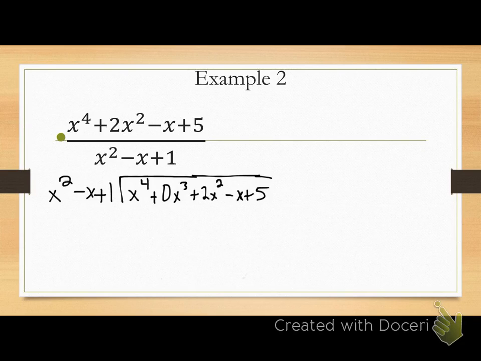Remember, we're looking at the first term of our dividend and our divisor. I'm asking myself, x squared times what would give me x to the fourth? X squared, right? So I'm going to put my x squared over here. Everyone good with that? Start off, look at your first term of both the divisor and the dividend. See what that first term, what times that gives you the first term of your dividend.